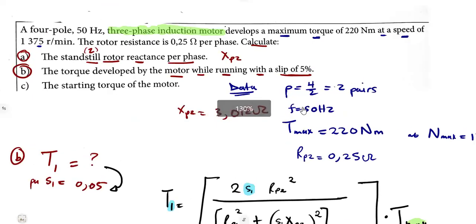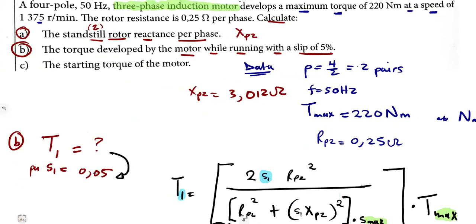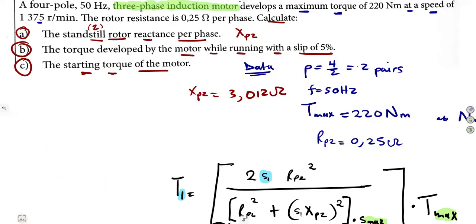Right, another part, part C, they are saying the starting torque of the motor. When you are starting, what is the effect? Because here, we had a condition, guys, where we are calculating torque, but it was developed while the slip is 5%.